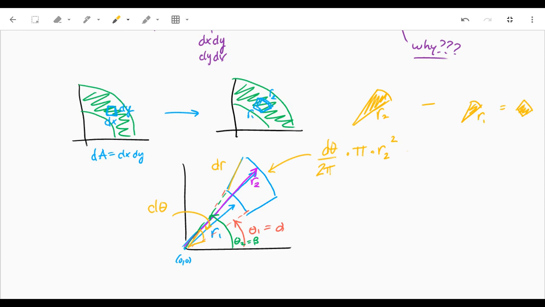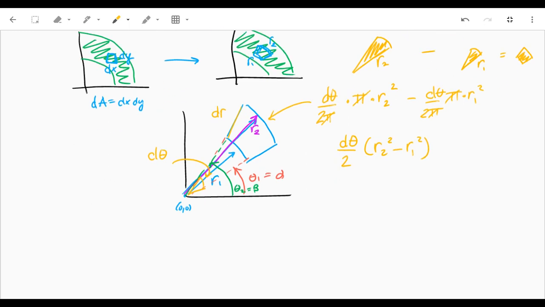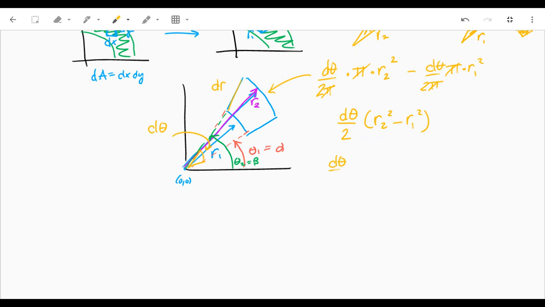Okay, and so that smaller pie piece would again be d theta over 2 pi, pi times R1 squared. You can see that our pi's cancel out, and our d theta over 2 can be factored out. So the pi's cancel out. We'd have d theta over 2, r2 squared minus r1 squared. Okay, so there's our area. We're going to get a little tricky there. D theta over 2, we have a difference of squares there: R2 minus R1, R2 plus R1.